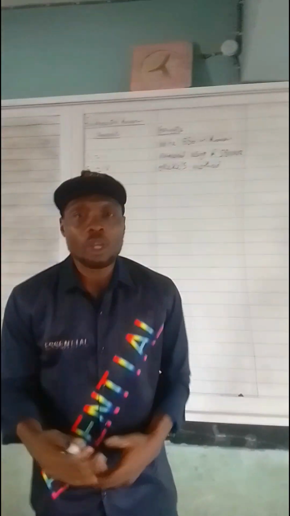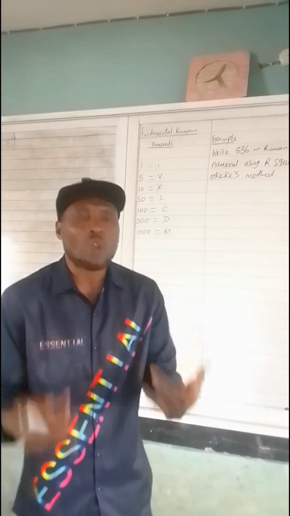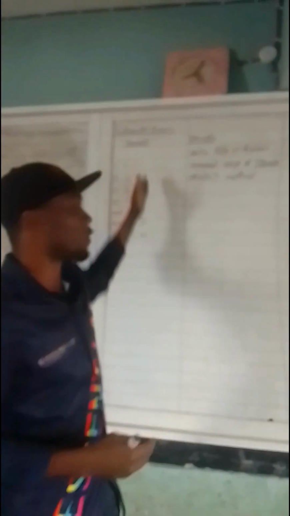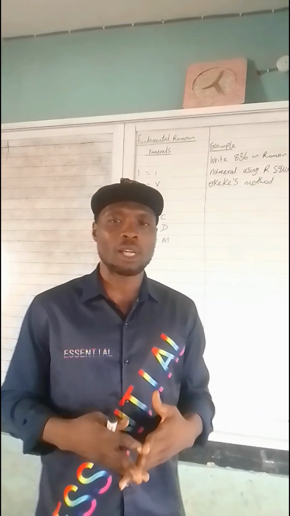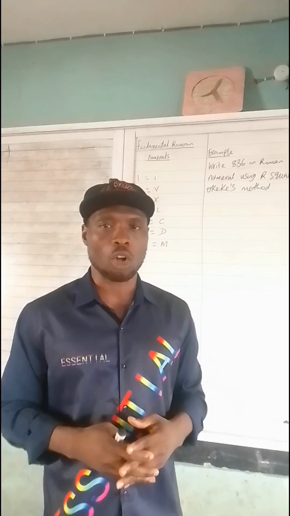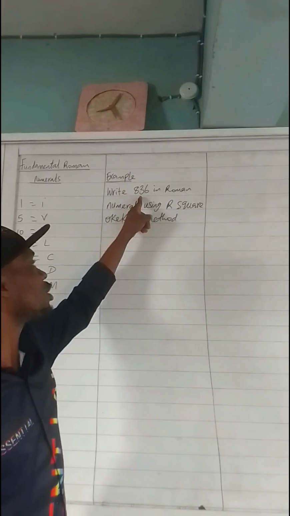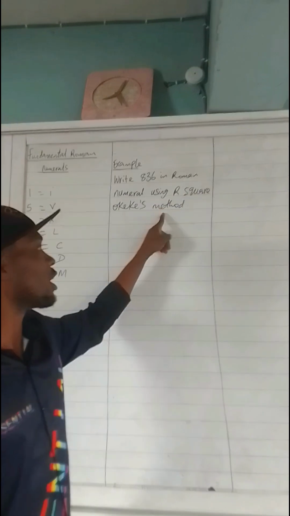So what we do now, for us to change or convert or write a given Arabic numeral in Roman numeral, we must make use of these fundamentals. This rule I call R squared Okeke's method. Now check out. This is a question which says write 836 in Roman numeral using R squared Okeke's method. Now look at how it works. Solution.